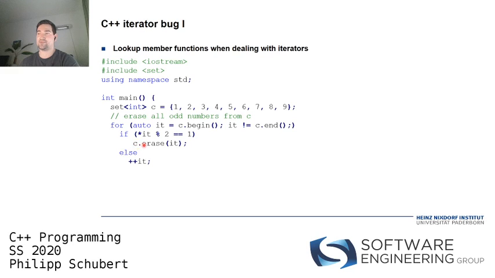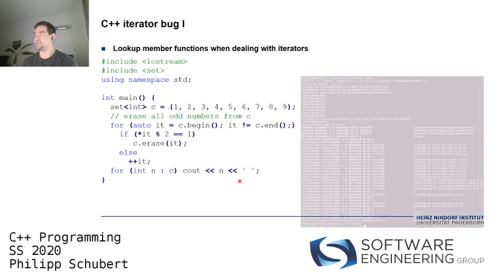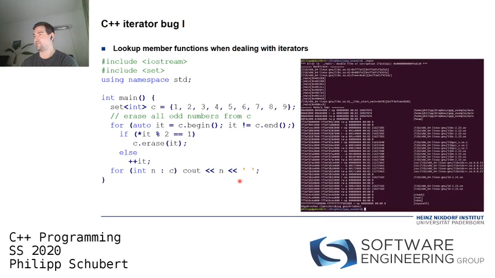We erase it from the set. So we use the set member function erase, give it the iterator, and it erases it. And in all other cases, if the number is even, we just increment the iterator and move the iterator one element forward, basically. That's what we do. And then we try to iterate over each and every element of the container. Here we are just using a range for loop. And if you compile that piece of program and run it, we run into such a crash.